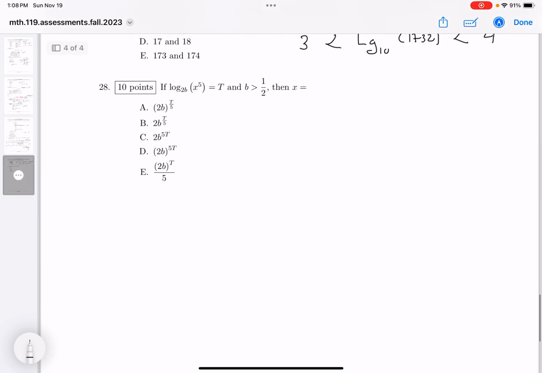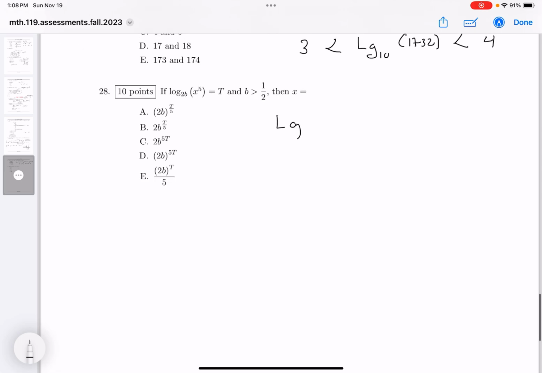Yeah, let's keep going. All right, this one looks a little complicated, but I always say logs are strange looking, and I want to write it so it doesn't look so strange to me. And someone says, how do you do that? I write it as an exponential, and that means x to the 5th power would be 2b, that's the base, raised to the power t. All right? Then the question becomes, what is their question? And they do say b is greater than a half, by the way. They go on to say, what's x?